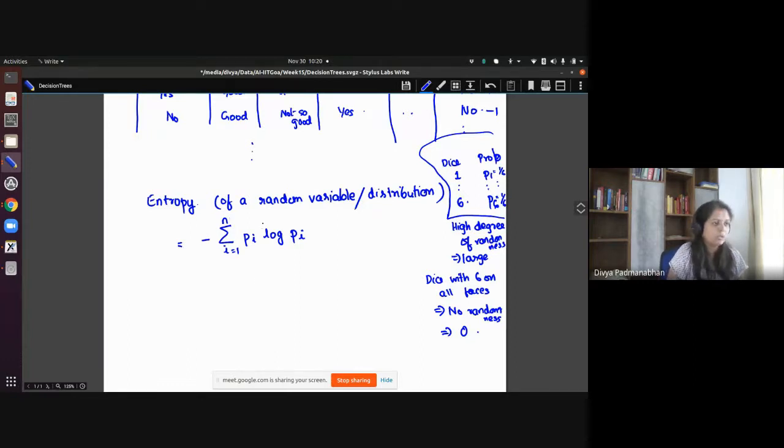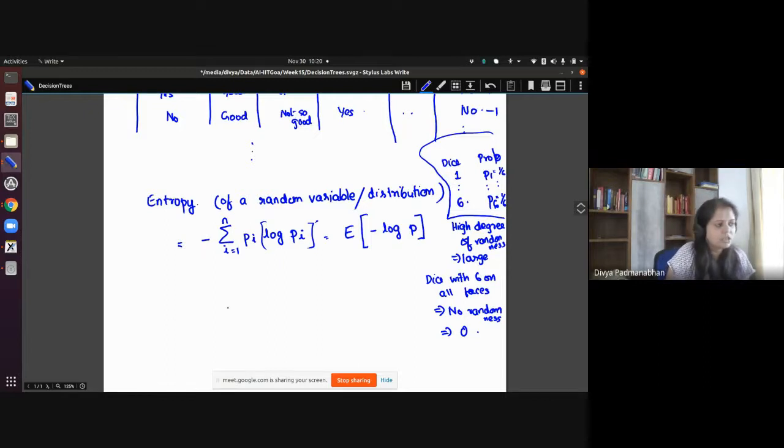So it's actually an expectation. These pi's are the probabilities of each of these n outcomes, and so this is an expected value of negative log of p, where p is the probability of that event or that outcome. So this is how you define it.